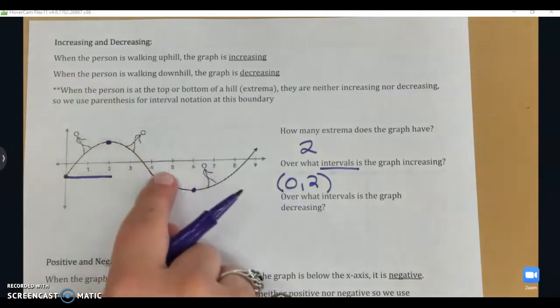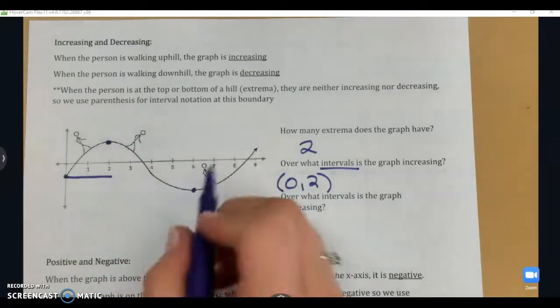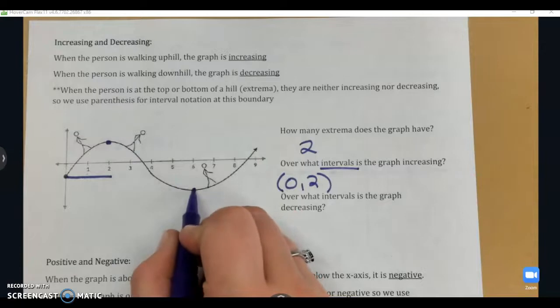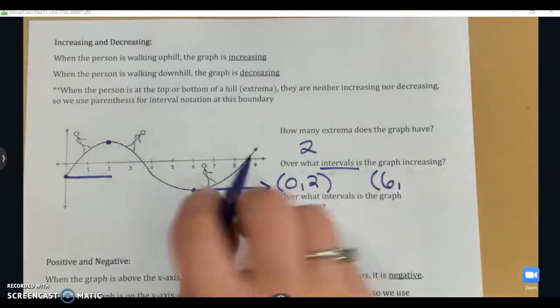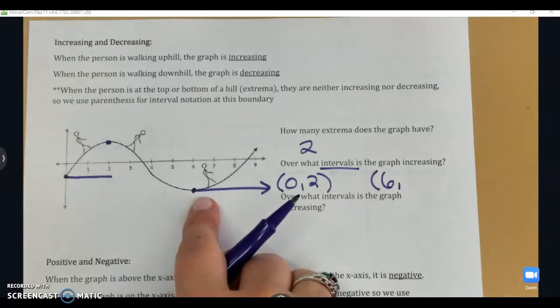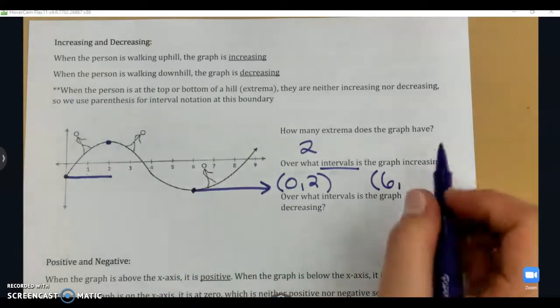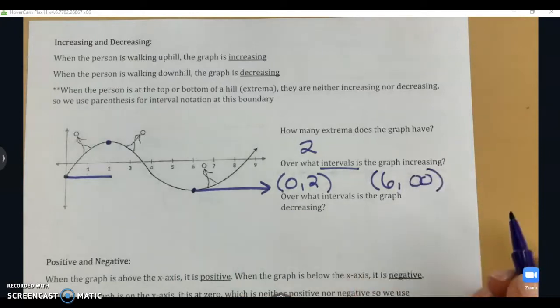Then our guy decreases for a little bit, and then he starts increasing again, starting at 6 and going off to infinity. So again, 6 gets a parenthesis because at the valley, it's neither increasing or decreasing. And then infinity also gets a parenthesis, and I put a union between those 2 intervals.